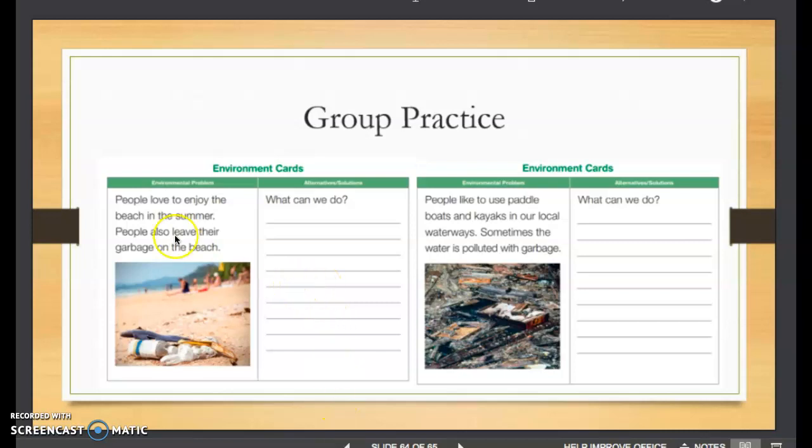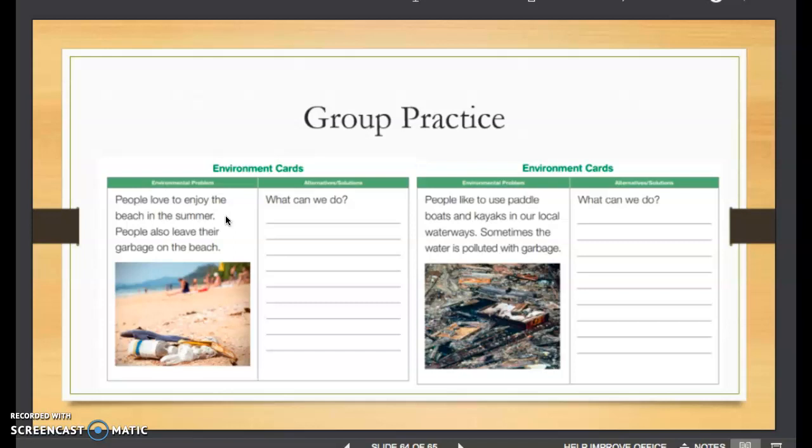Here's another example. People love to enjoy the beach in the summer. People also leave their garbage on the beach. What can we do? Think of something with someone around you that you can do to solve this problem. If there is a lot of garbage left on the beach, what might we need? Maybe we need more garbage cans.